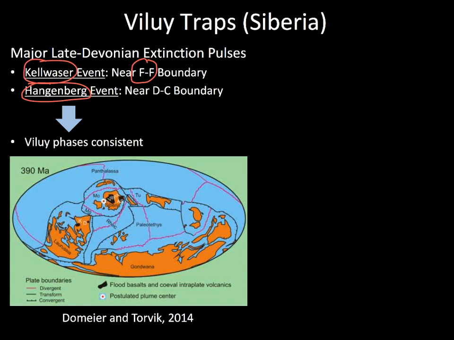That's what FF boundary stands for. And the Hangenberg event was the second pulse, which occurs near the Devonian-Carboniferous boundary. So this is at the actual end of the Devonian period. This is why it's called the late Devonian mass extinction, because these two pulses occurred at separate times. But a cool thing to notice, especially if you're a scientist that supports the supervolcanism theory of this mass extinction, is that the major pulses of the Viluy Traps are consistent with these two events.